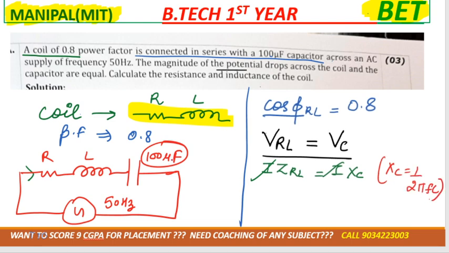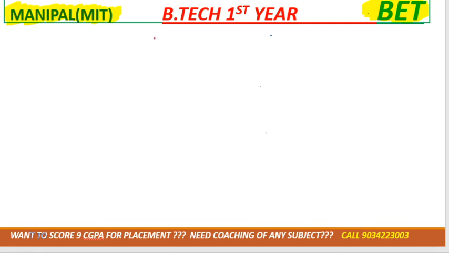So C is how much? 100 microfarad. Will you be able to calculate XC? Then after that you will get the value of ZRL, the impedance of R and L. Understood up to here? Okay, now see, after that we'll have triangles.